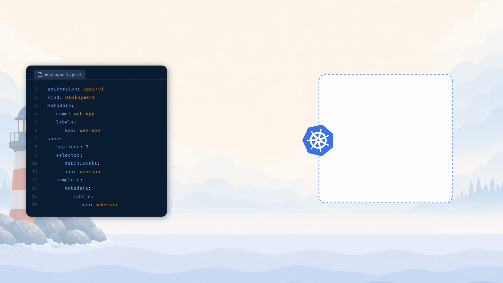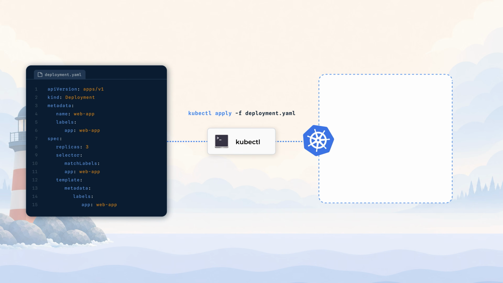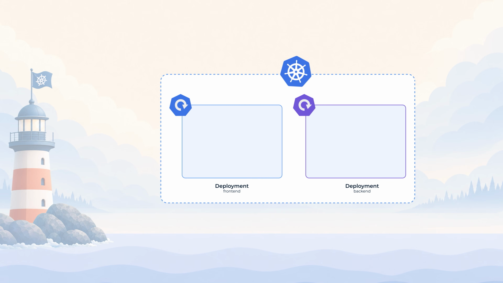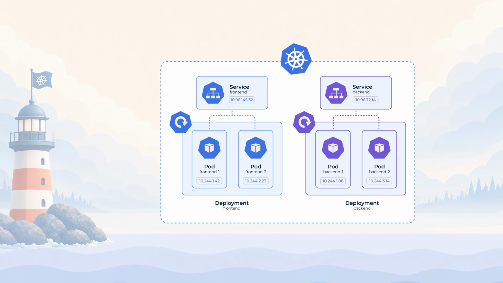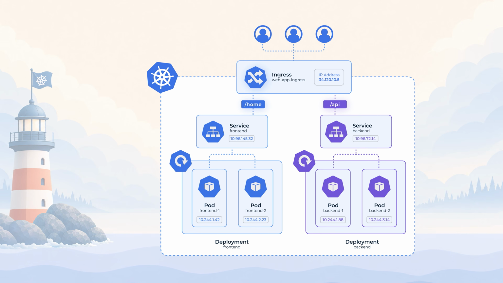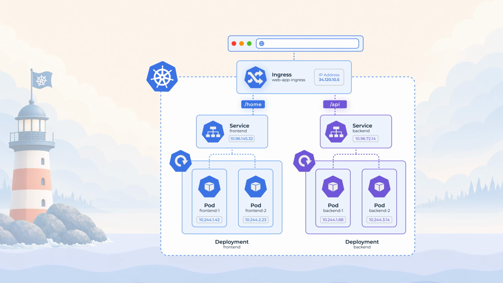So let's put it all together. You write a YAML file. You send it to the Kubernetes API server using kubectl. A deployment creates and keeps your pods running. A service gives those pods a stable IP address inside the cluster, and an Ingress exposes them to the outside world. A user types the URL of your application in a browser.